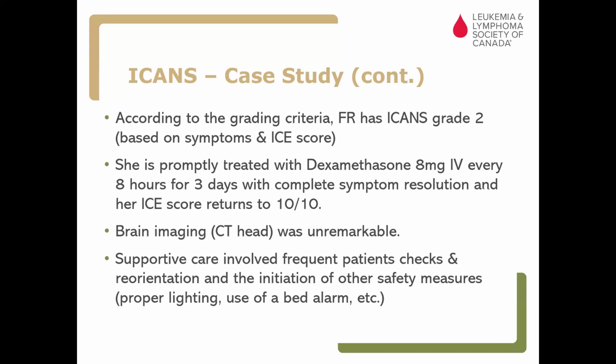So according to the grading criteria, FR has ICANS grade 2, and this is based on her symptoms as well as her ICE score. As a result, she is promptly treated with dexamethasone, 8 milligrams IV, every 8 hours for 3 days, with complete symptom resolution. At this time, her ICE score returns to 10 out of 10.